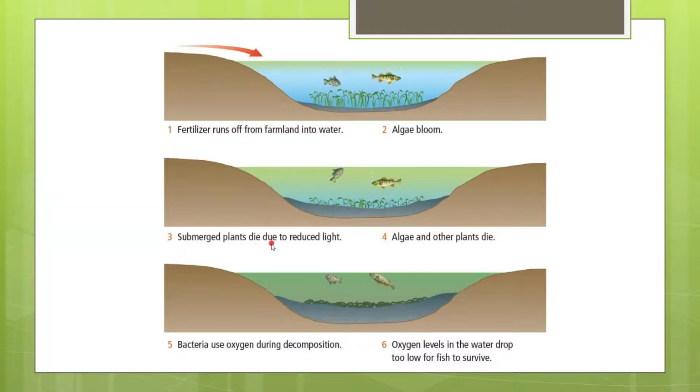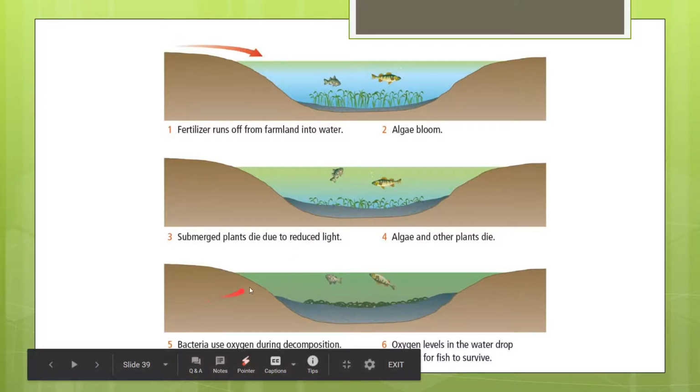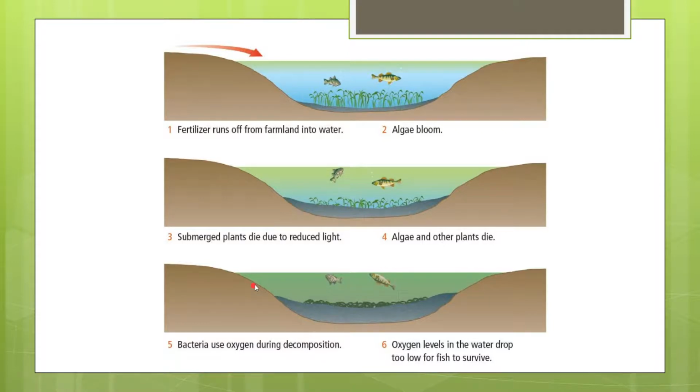submerged plants die due to reduced light. So these plants that were giving oxygen to the water, right, they start to die due to the fact that there's reduced light because there is too much algae in the water. Number four, algae and other plants die. Okay, so we have other plants that are dying, the algae is starting to die, it all floats down to the bottom. Number five, okay, bacteria use oxygen during decomposition, right?